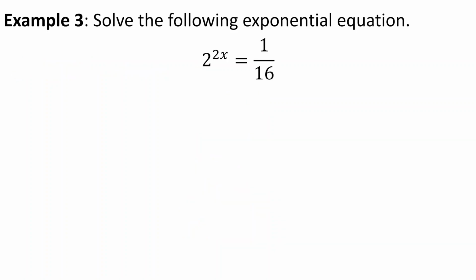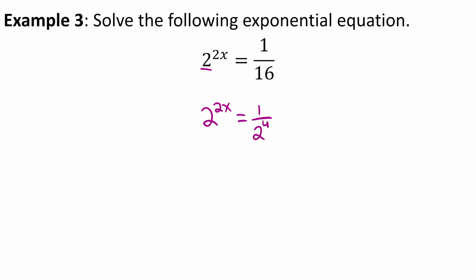Now in example 3, a little bit more challenging, still doable. 2 to the 2x power equals 1 over 16. We see that there's a base 2 on the left side, and there's a way to turn 1 over 16 into base 2, but we're going to do it step by step. First, I'm going to rewrite it as 2 to the 2x equals 1 over 2 to the 4th power, because 16 is 2 to the 4th.